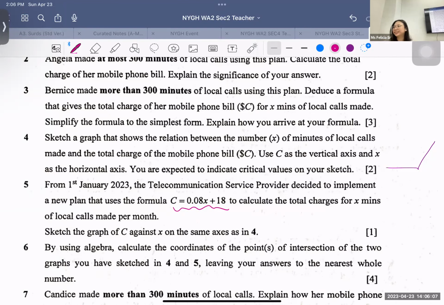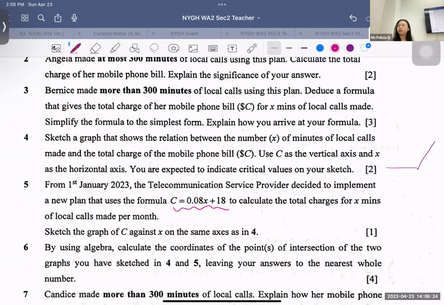Anyone want to try and tell me what it means first? Yes. Okay, in a way, you're nearly there. Very good. Okay, good try. What does it mean? It means that there is a base price of $18. That means your phone bill, no matter what, will be $18.